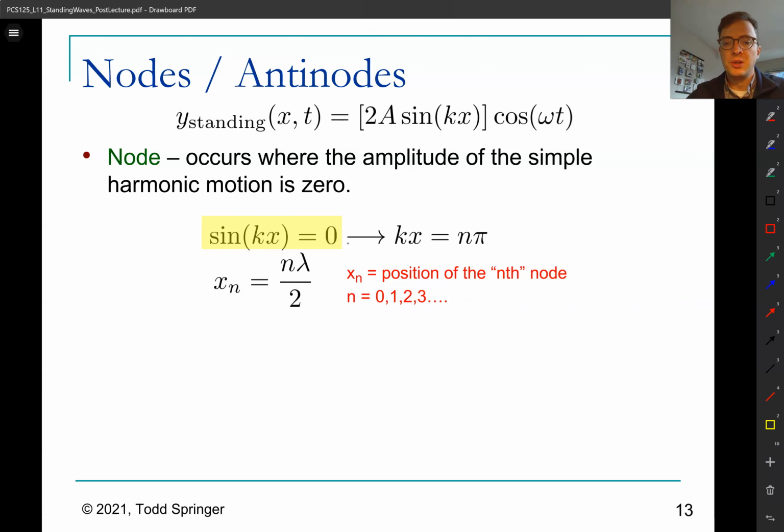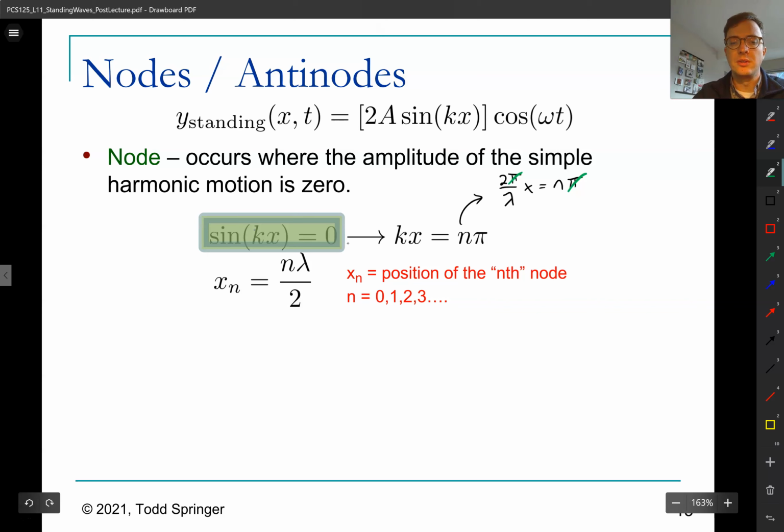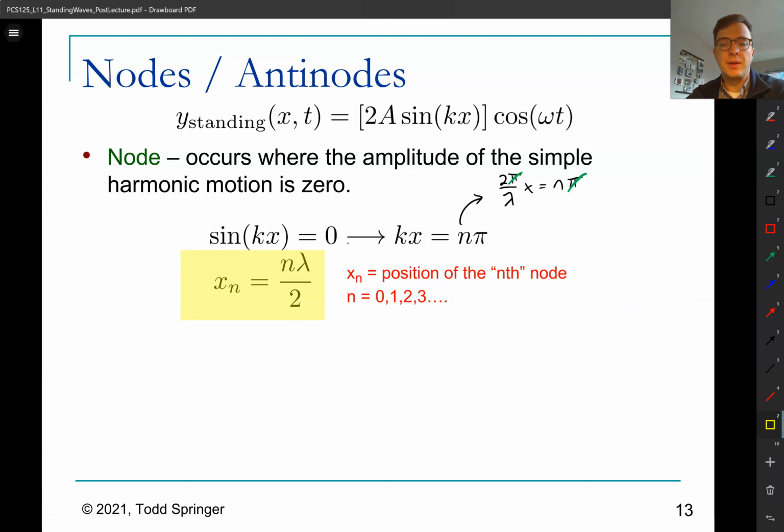Now you can write this in terms of the wavelength because k is 2 pi over lambda, times x is equal to n pi. And then I can cancel out the pi's, and I get the position x is n lambda over 2. So that is this equation here. So where are the nodes happening? They're happening at x equals 0, and then half a wavelength down the string if n is equal to 1, and then 1 wavelength down the string if n is equal to 2, and then 3 halves of a wavelength down the string if n equals 3. You get the idea. Where are the antinodes?